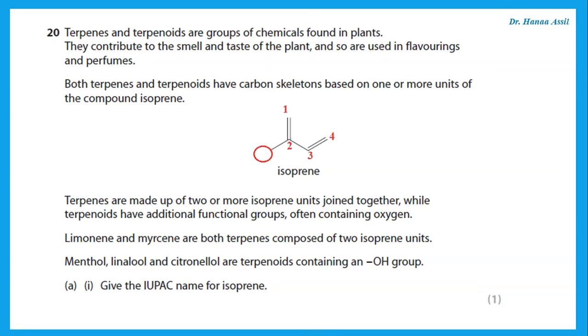Remember, we look for the longest chain, so that is 4 carbons, and then my substituent. We start counting from the side that will give the lower number for the substituent. So this is actually 2-methylbuta-1,3-diene. We have two double bonds, that is called diene. One is on carbon number 1 and the other is on carbon number 3.